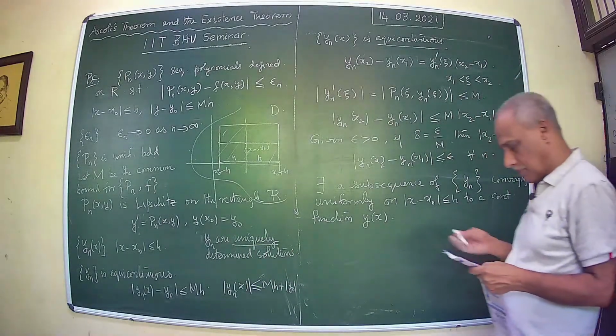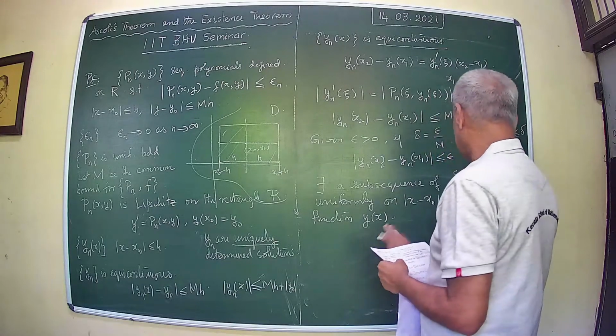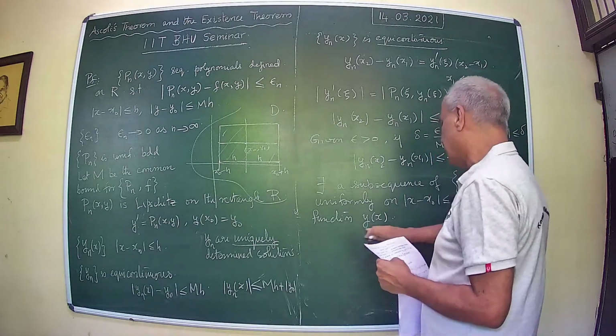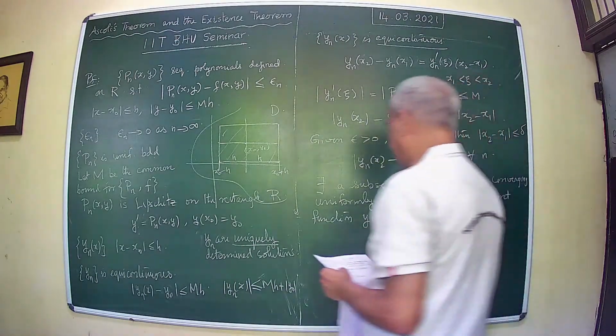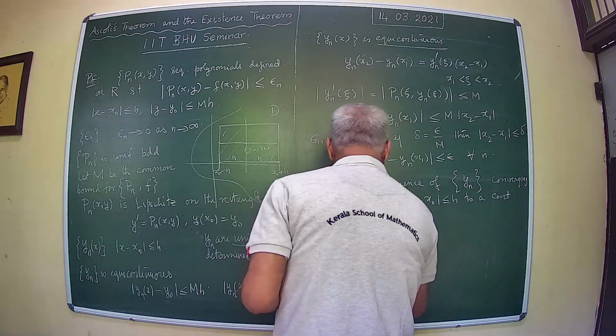for one such function. It has a limit. That's the limiting function. Now we claim it is a solution.